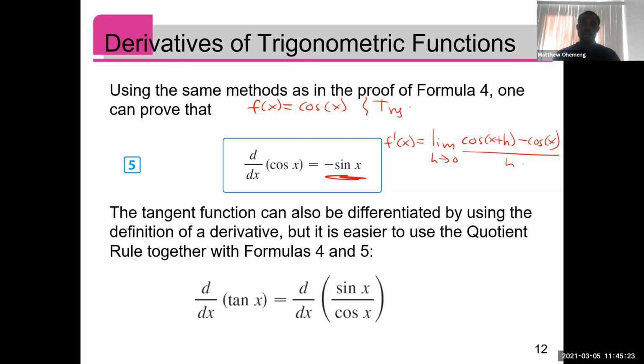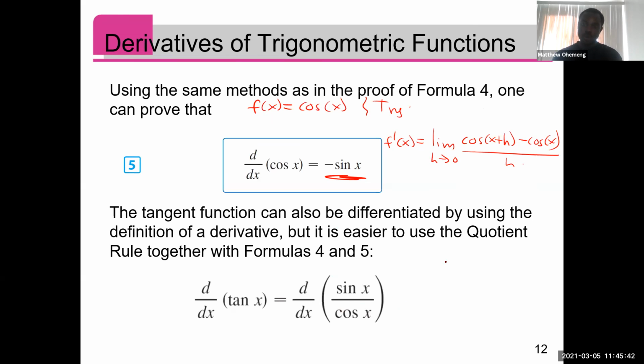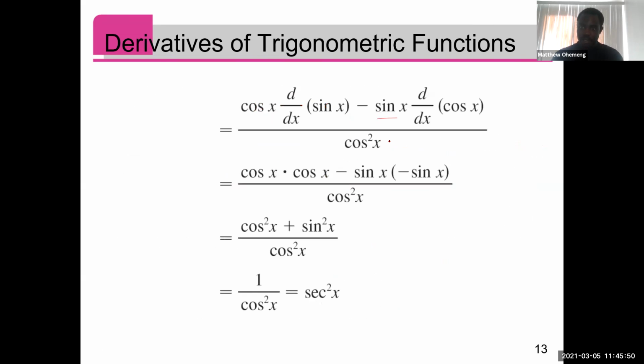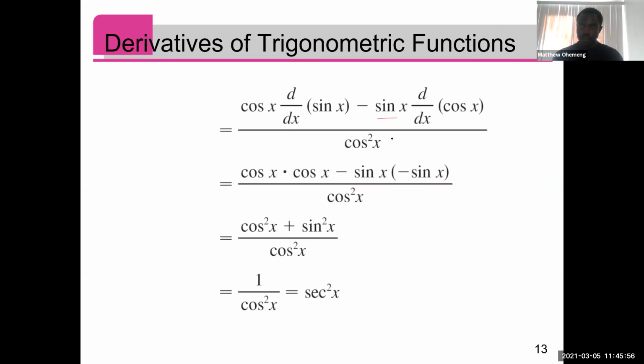For example, if you want the derivative of tangent, what is tangent of x? Tangent is just sine of x over cosine. So that's the quotient rule, sine over cosine. By the quotient rule, what do you have? Low d high minus high d low over the square of what is below. So low, cosine, d high, the derivative of sine, minus high, sine, d low, the derivative of cosine, over the square of what is below. So that's cosine squared. And the derivative of sine is cosine. The derivative of cosine is negative sine.